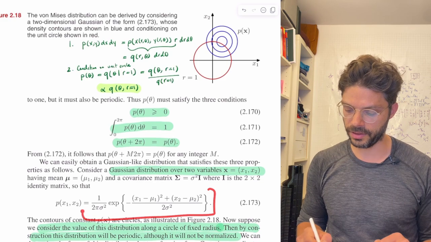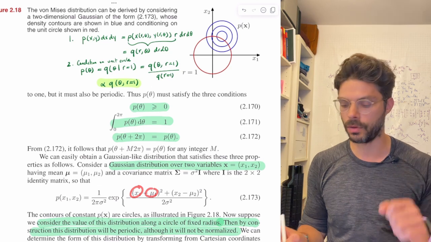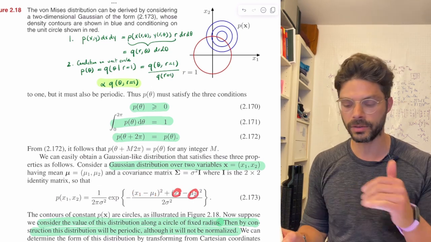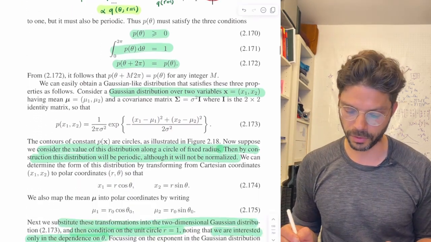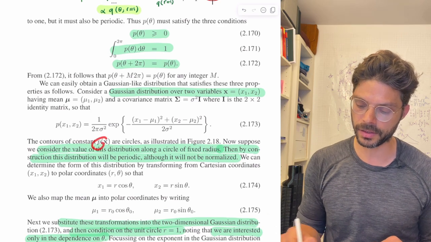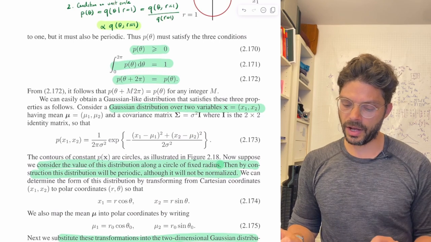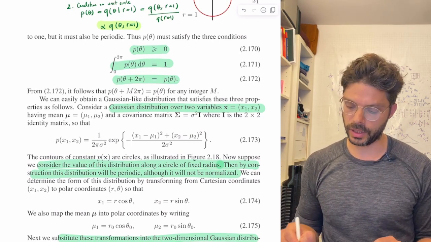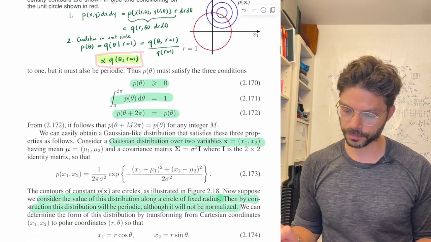So that p of x1, x2 is this. Okay, and there's nothing scary about that. It's just x1 minus the mean in that coordinate, x2 minus the mean in that coordinate, and they both have the same variance, so it becomes a very simple Gaussian distribution. The contours of constant p of x are shown in figure 2.18, which we saw, those blue curves. Now suppose we consider the value of this distribution along a circle of fixed radius. So now we're building up to this.